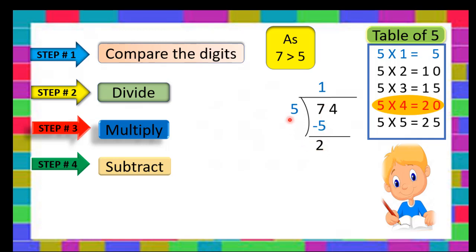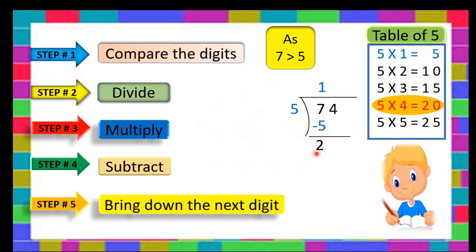As 2 is less than 5, 5 can't divide 2. So the fifth step is here. We have to bring down the next digit, which is 4, and now write 4 in the 1's column. As we can see here now, 24 is greater than 5, so it means that 5 can divide 24.